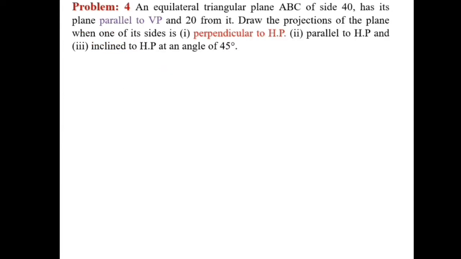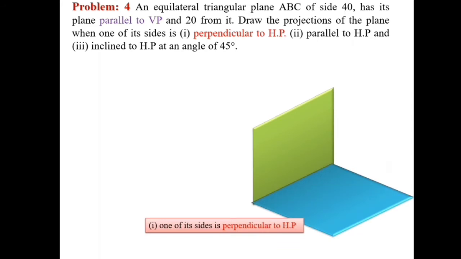Next, problem number 4. An equilateral triangle plane ABC of side 40 has its plane parallel to VP and 20 from it. Draw the projection of the plane when one of its sides is perpendicular to HP, second parallel to HP, and third inclined to HP at an angle of 45 degree. So first you are going to draw where one of the sides is perpendicular to HP. See this, the principal planes HP and VP, and here this is a triangle. The triangle has three sides ABC of 40 mm, and its plane is parallel to VP.